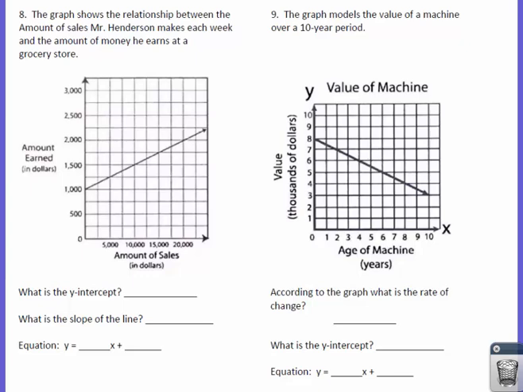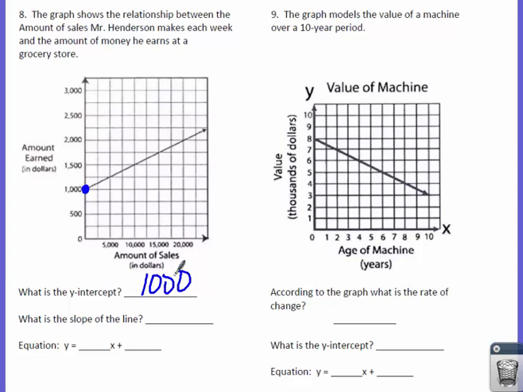Okay, so what does this mean? How do I interpret it? Well, number 8 says the graph shows the relationship between the amount of sales Mr. Henderson makes each week and the amount of money he earns at the grocery store. Okay, so we've got amount earned for our y value and the amount of sales as our x value. Okay, so we got to look for our y-intercept. Well, again, it's the place where it crosses the y-axis, so that's right here. So the y-intercept is 1,000.